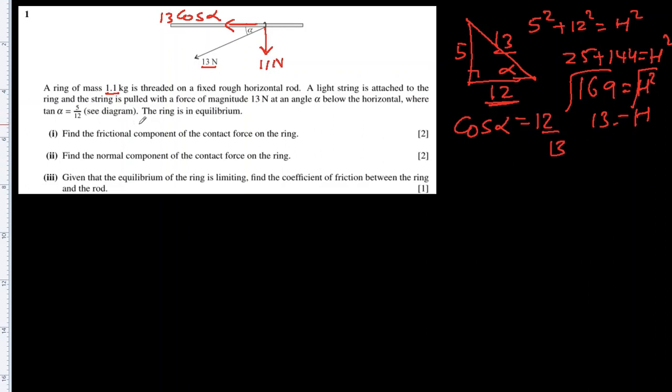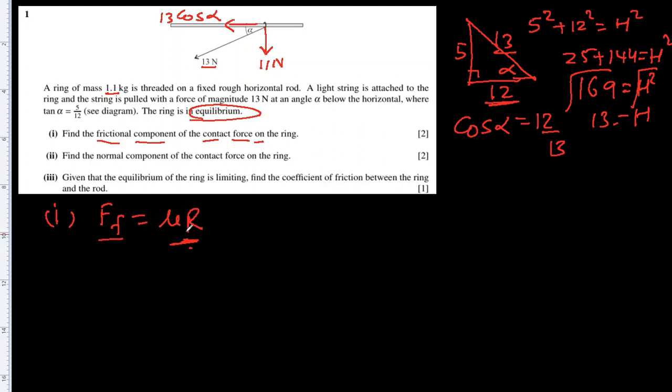All right. The ring is in equilibrium. That is important. It is in equilibrium means nothing is moving. Find the frictional component of the contact force on the ring. Basically, they're asking what is the magnitude of the frictional force. Frictional force is mu R, and that's because R is part of it. R is the normal contact force, and that's why it is called the frictional component of the contact force. So mu R.